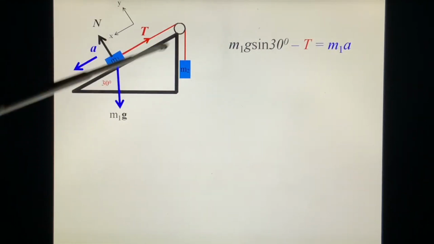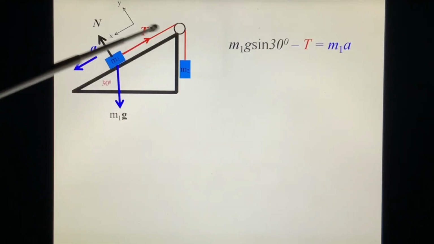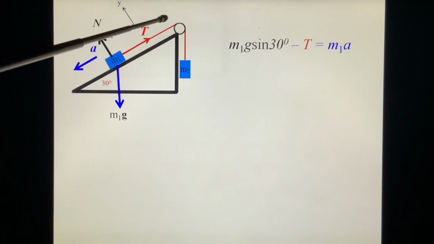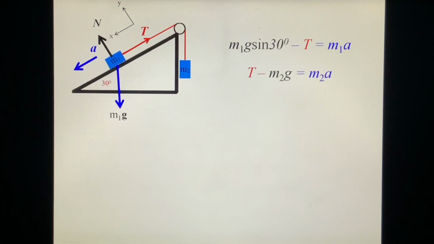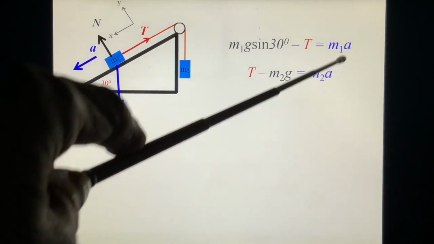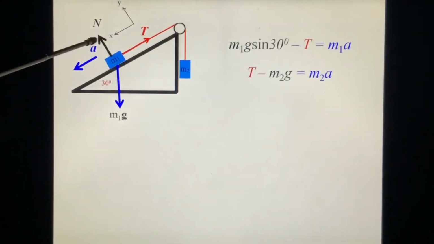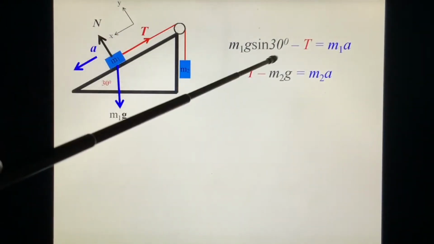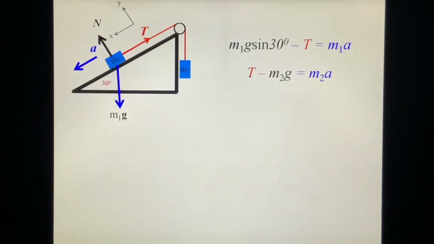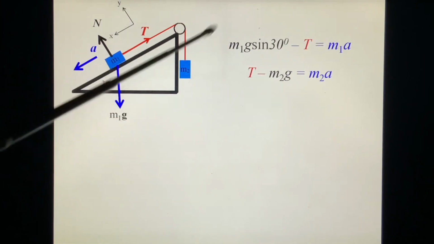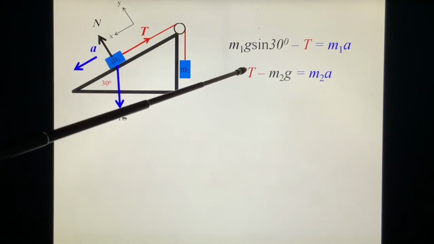We look at this one. This T is the same T. M1 moves down, this must be going up. So we see T minus M2g equals M2a. This a is the same a. It's going down, it's going up. This T is the same T as this one. This is how they react to each other. When we write this equation, we don't have to consider others because they share the same T and a.